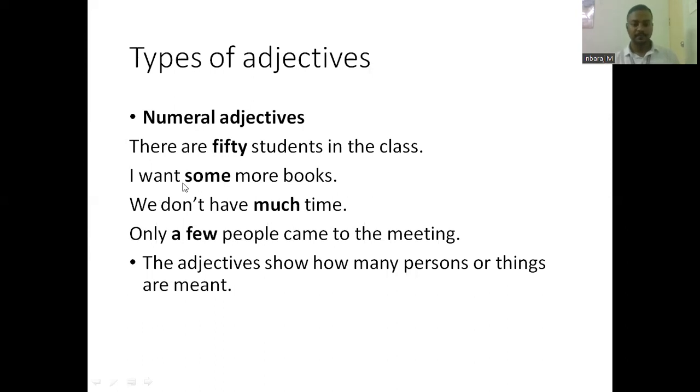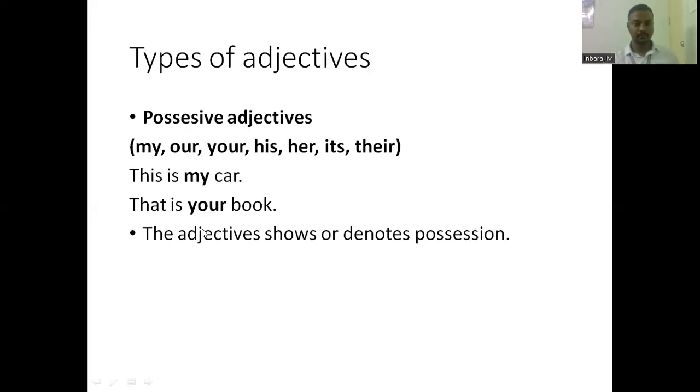I want some more books. Okay, I want a certain number of books. So again here it denotes a number. So that is again a numeral adjective. We don't have much time. Only a few people came to the meeting. How many people came? Only a few. So this again denotes a certain number. It is a numeral adjective.